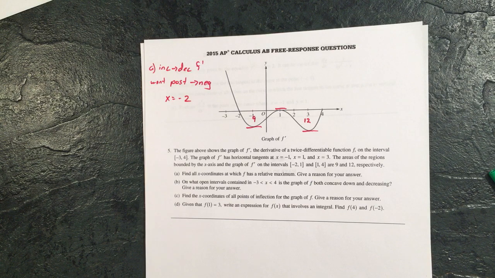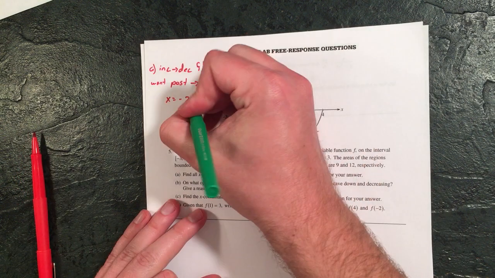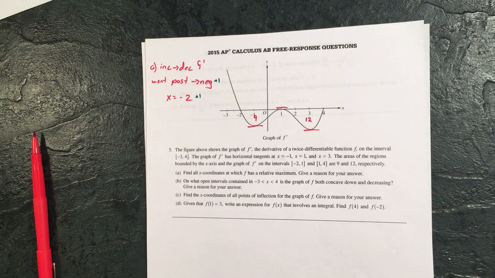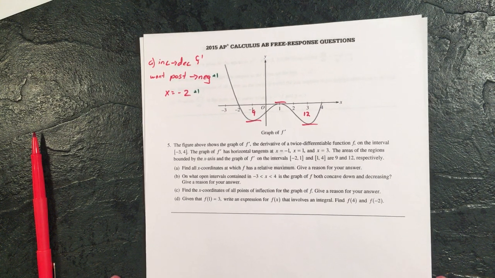I believe this is a 2-pointer. One for the answer, one for the reason. And I would write out a full sentence, not just be as brief as that. Say you actually want the graph to go from a positive to a negative, which only occurs at x equals -2. And that would be good.